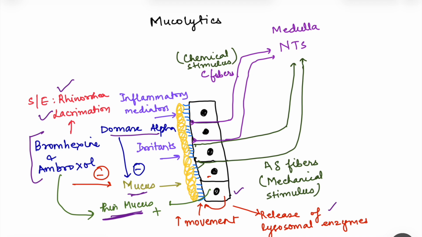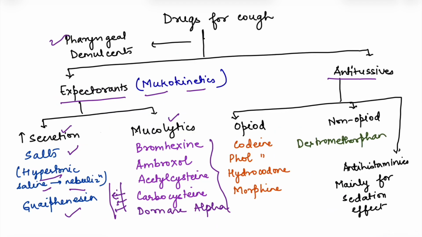Moving on to the next class of drugs, that is the antitussives. So antitussives are of two categories, that is opioids and non-opioids. In opioids, we have codeine, hydrocodone and morphine. We will see that morphine is not generally used. Other opioid antitussives are components of some cough syrups, but morphine is not generally used. Non-opioid antitussives include dextromethorphan, and then there are antihistaminics. Basically, these antitussives are cough suppressants.